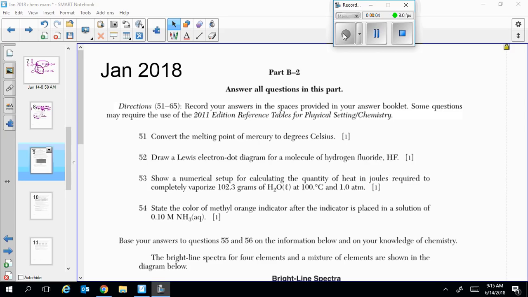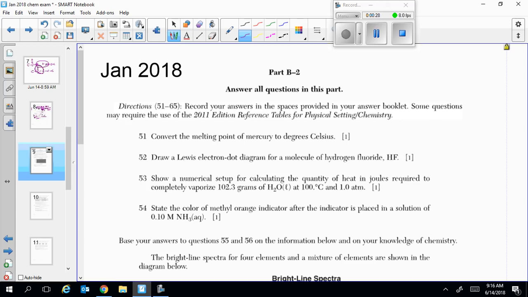I am continuing on with the January 2018 exam, so make sure that you have that ready. We're on part B2, which are the part twos, and I want to make sure that each time we are talking about what makes a good point-worthy answer. You'll see right here, this question is worth 1 point. So the first one is convert the melting point of mercury to degrees Celsius.